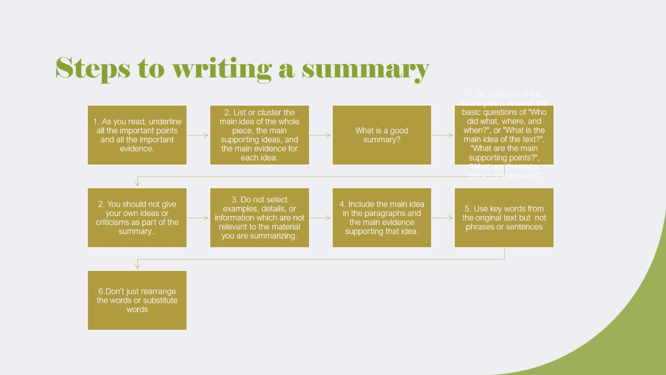What makes a good summary? That's the next thing we're going to look at. A good summary should give an objective outline of the whole piece of writing. It shouldn't be your personal opinion of what you are writing. Instead, your summary should answer the basic questions about the original text, such as who did what, where, and when. Or you can answer the questions: What is the main idea of the text? What are the main supporting points? And what are the major pieces of evidence that you have found?